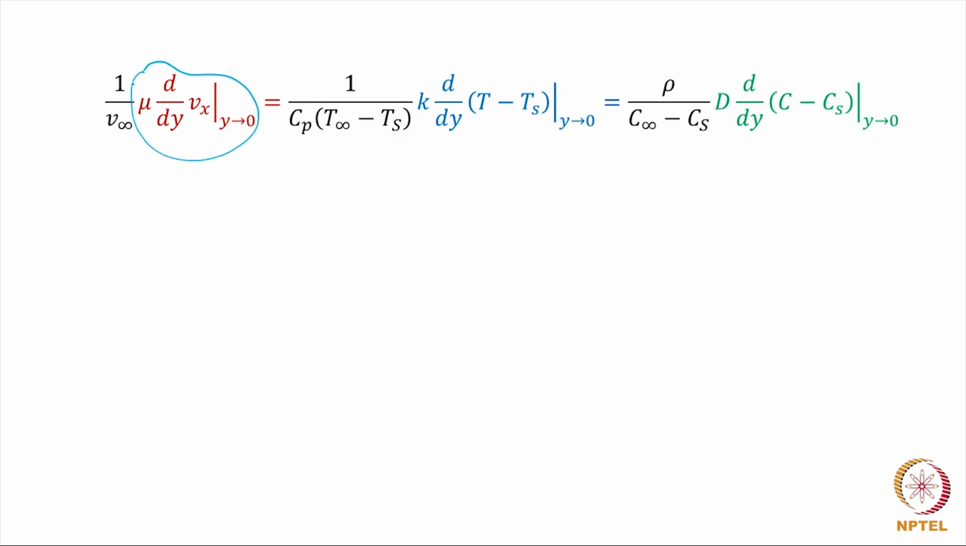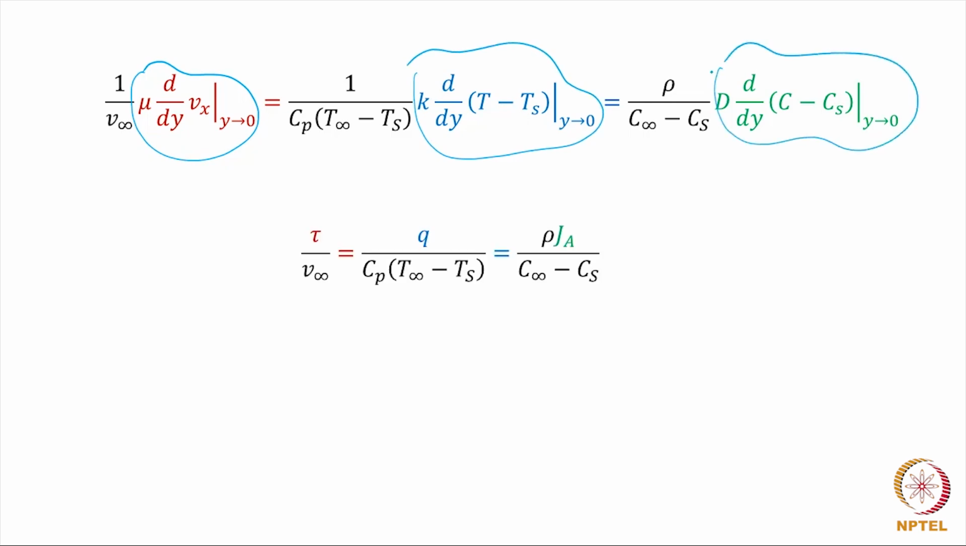The first quantity would be reminding us of the shear stress at the wall. The second quantity will remind us of the heat flux at the wall, and the third one will remind us of the mass flux at the wall. So accordingly we write the quantities as tau by V infinity is equal to Q by Cp into delta T is equal to rho J by delta C.